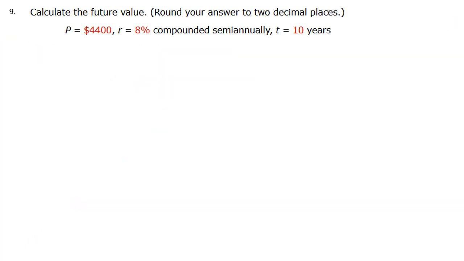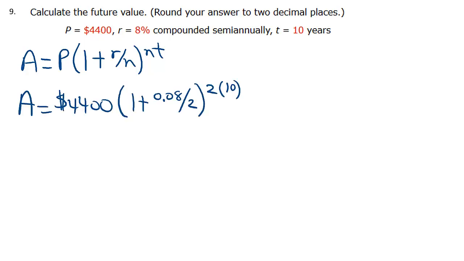Number 9, calculate the future value. Round your answer to 2 decimal places. The principal is $4,400. The interest rate's 8% compounded semi-annually, and then we're doing it for 10 years. Again, just compound interest, you're going to use that same formula for compound interest. The P is the principal. That's like the present value. That's what the money's worth now. The A is the future value. It's what it's worth in the future. And that's what we're looking for.